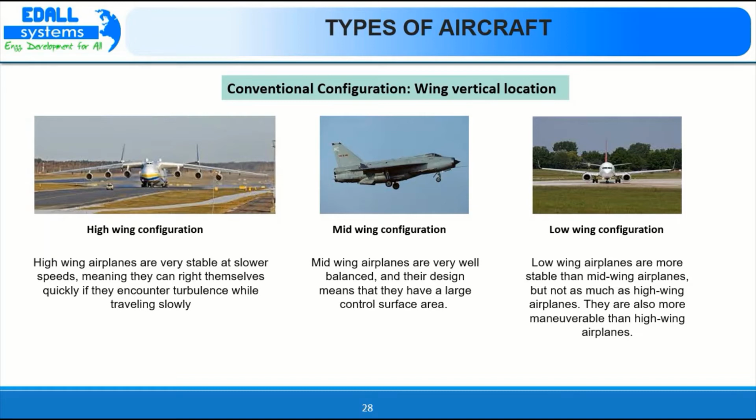Then we have low wing airplanes, which are more stable than mid wing airplanes but not as much as high wing airplanes. They are also more maneuverable than high wing airplanes. So low wing airplanes we generally see in our civil transport aircraft because they are much more stable than mid wing airplanes but not as much as high wing airplanes. Also, these aircraft can be used for good maneuvers.